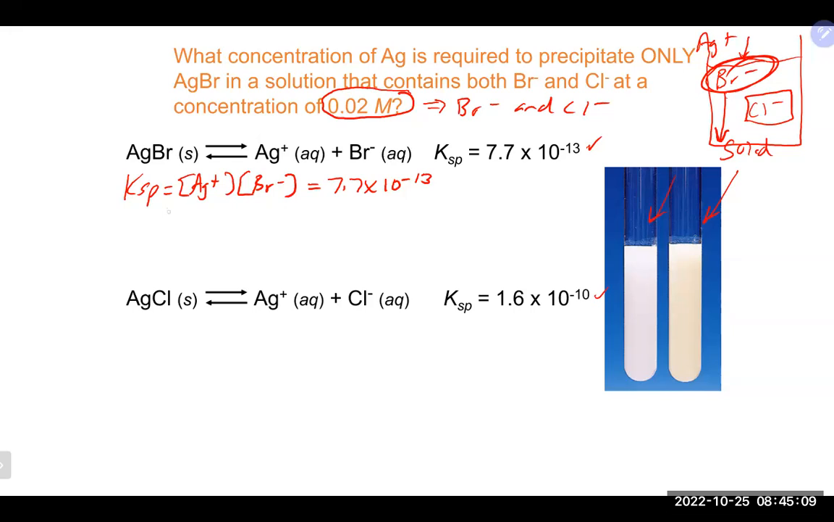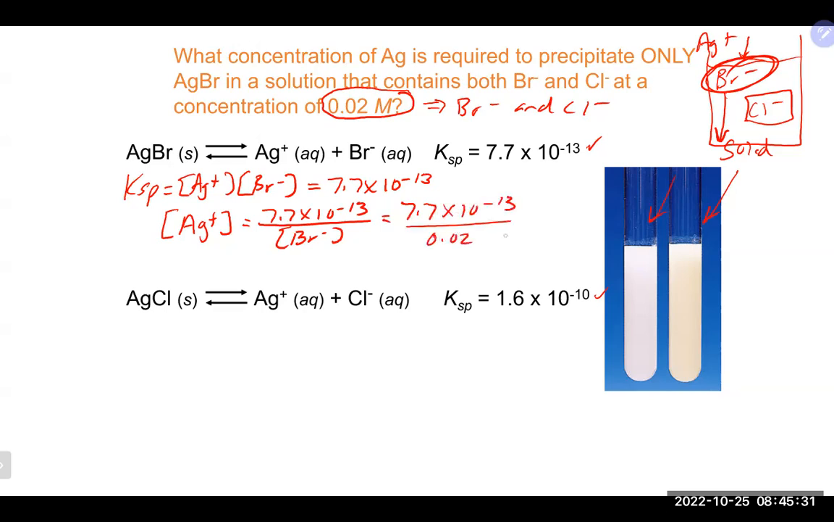We can take our KSP expression and solve for the silver concentration. And because we actually know the concentration of the bromide in that solution, we can put it in. And basically what that will tell us is 7.7 times 10 to the minus 13 divided by 0.02. We are going to get, we'll call it, 3.9 times 10 to the minus 11 molar.